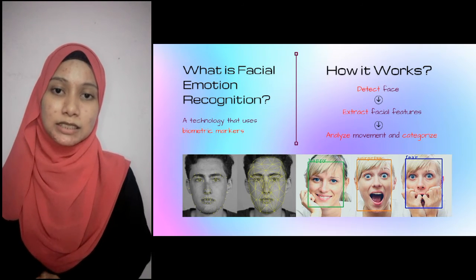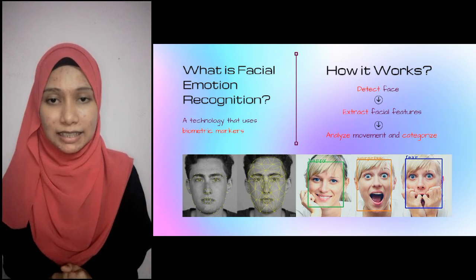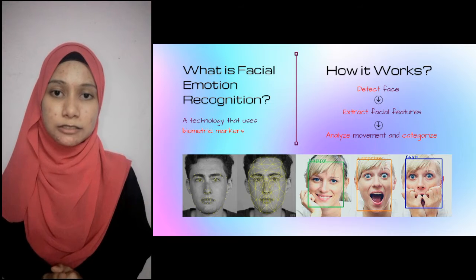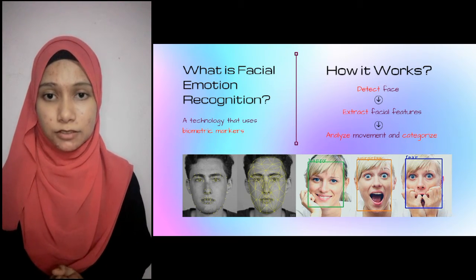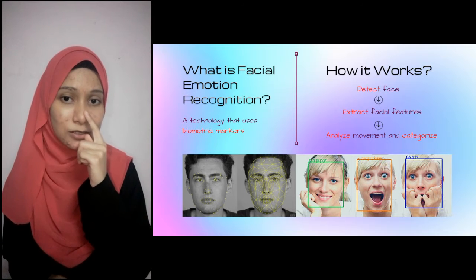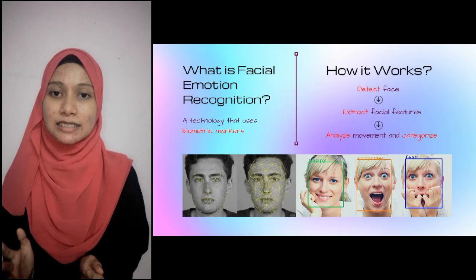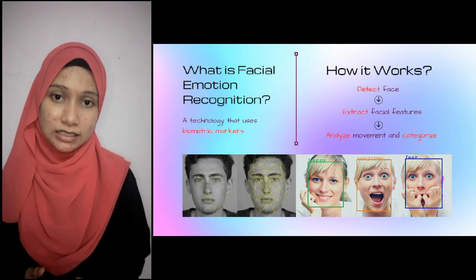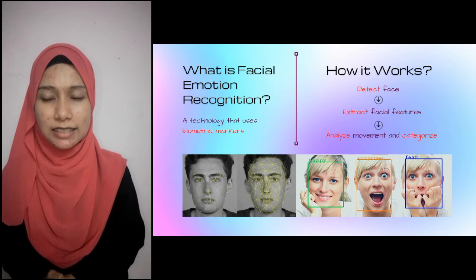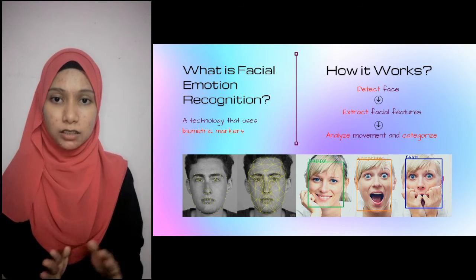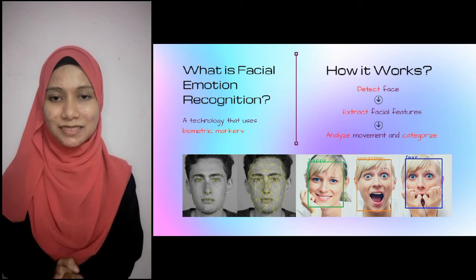First of all, it will detect or locate faces in the given image or video file, and then it will extract all the facial characteristics such as the shape of the facial components, for example, the shape of the eyes, the nose, or even the chin. And then it will analyze any kind of movement or change of the facial components and classify it into categories such as emotion categories or facial muscle activation like smile or frown.